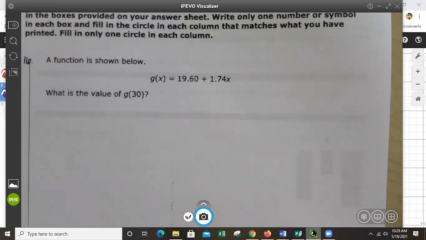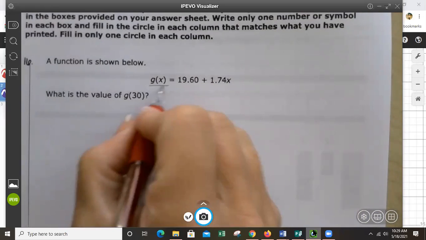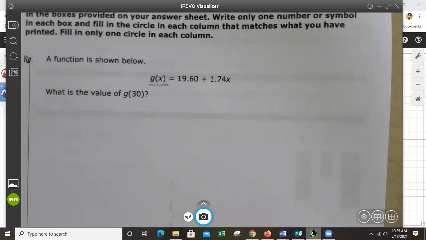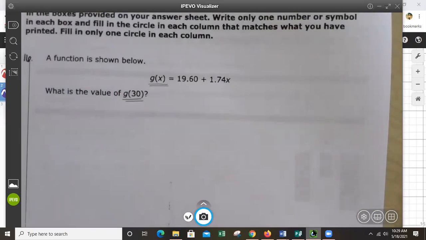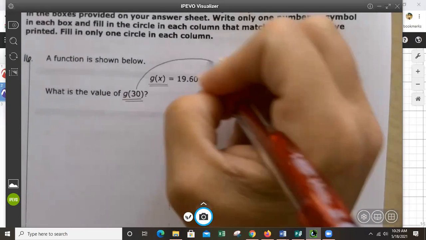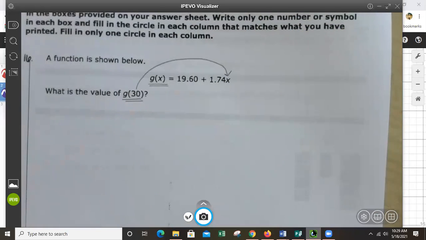This one is really easy. You guys see how this says g of x? Yes? This says g of 30. What did 30 take the place of? That's what it wants to do. Take the place of x right there.